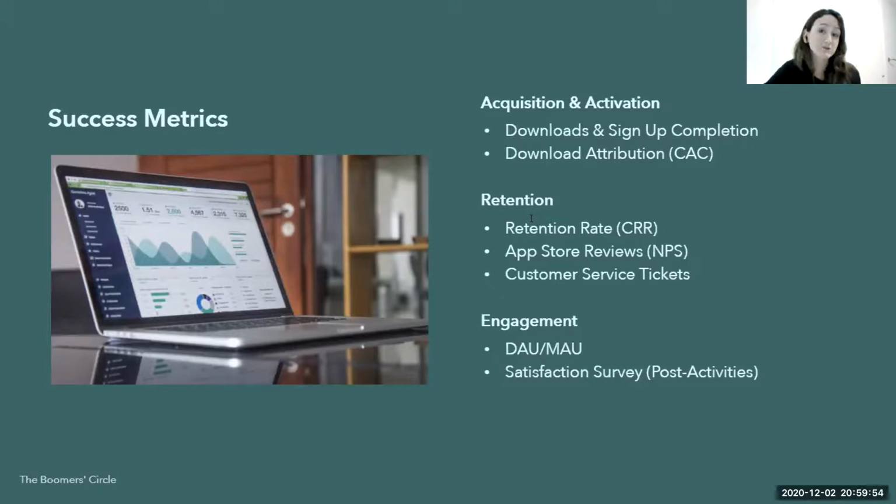Another success metric we want to look into is our retention through customer retention rate, of course, as well as the App Store reviews for our Net Promoter Score. And we also want to keep track of customer service tickets. Being a brand new app, we want to make sure we can correct any bugs or issues. Last but not least, our engagement is very important. So daily active users, monthly active users, as well as the stickiness to see within the first quarter how many people are staying with us and how things are going.